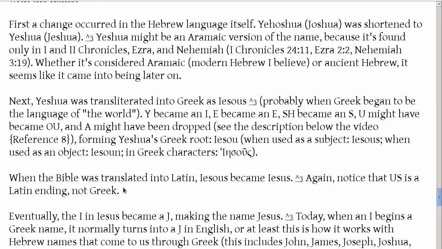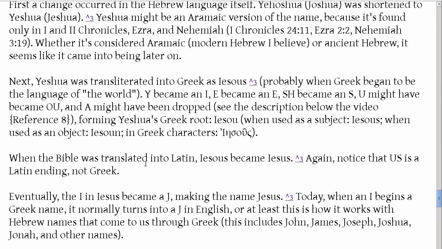When the Bible was translated into Latin, Iesus became Iesius. I think I'm pronouncing that correctly. I'm not really sure. Again, notice that US is a Latin ending, not Greek.